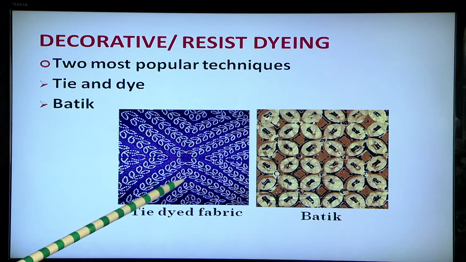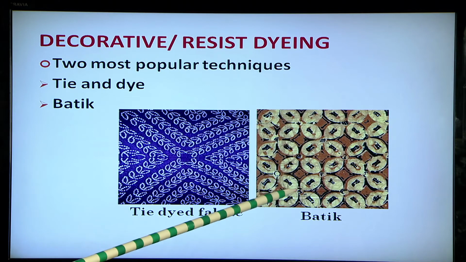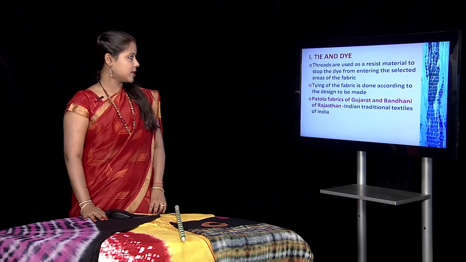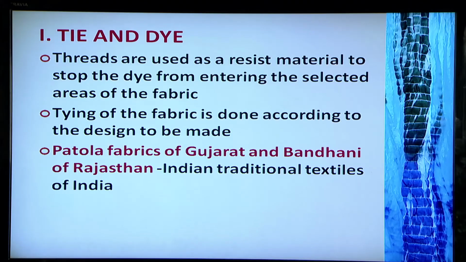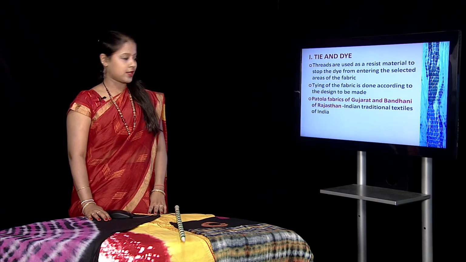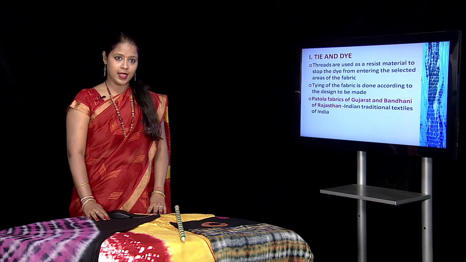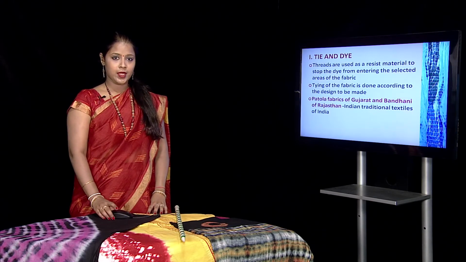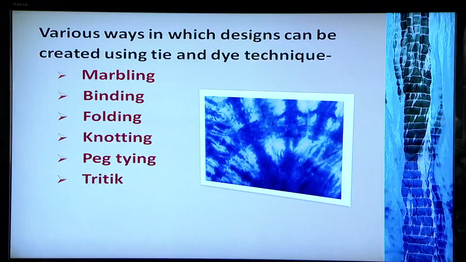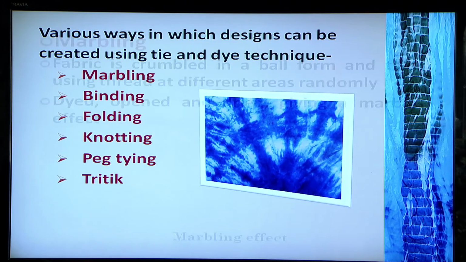This is the sample which has been produced by using tie and dye, and this is the batik fabric. In case of tie and dye, the threads are used as a resist material to stop the dye from entering the selected areas of the fabric. Tying is done according to the design. Patola fabrics of Gujarat and Bandhani of Rajasthan are the two famous traditional Indian textiles which are made using the tie and dye technique. There are various ways in which tie and dye can be done, producing different kinds of designs. Some of the ways being marbling, binding, folding, knotting, peg tying and threading. We will be discussing each one of them in detail.